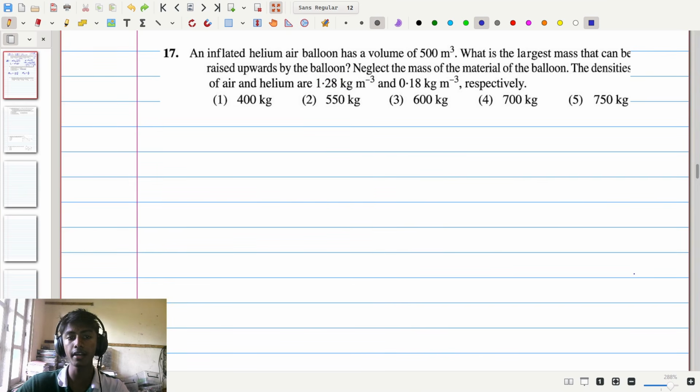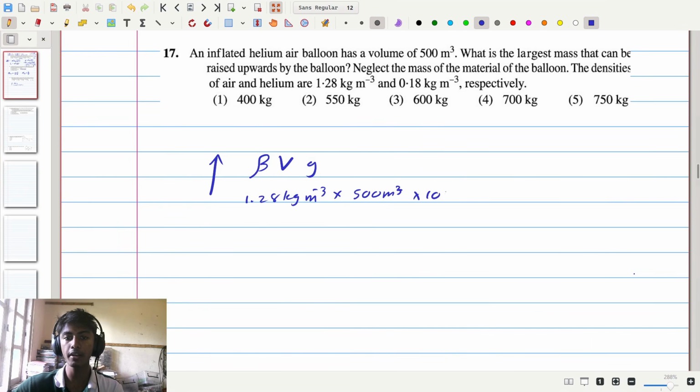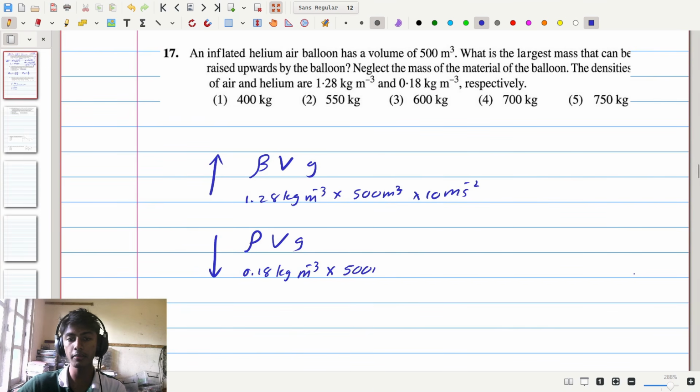Now for this we need to understand that the upward buoyancy is going to be given by rho times V times g, where rho here is the density of the surrounding air. So that's going to be equal to 1.28 kilograms per cubic meter times 500 meters cubed times 10 meter per second squared. And the downward force due to gravity on the weight of the helium is going to be equal to rho Vg, where rho is the density of helium. That's going to be 0.18 kilogram per cubic meter times 500 meters cubed times 10 meter per second squared.